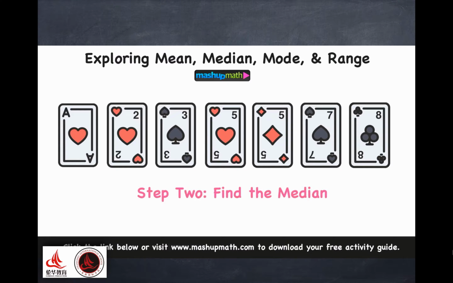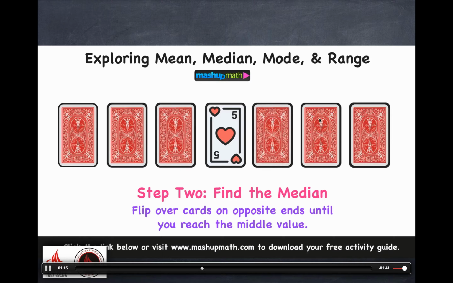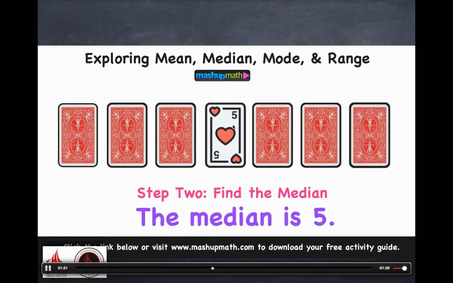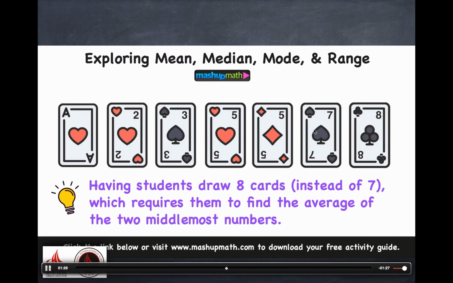Now next one is median. How do you find median? You can block out the cards on both sides until you come to the middle, and the median is the value in the middle. It's 5. Now you can find the median when you have 8 cards, for example.